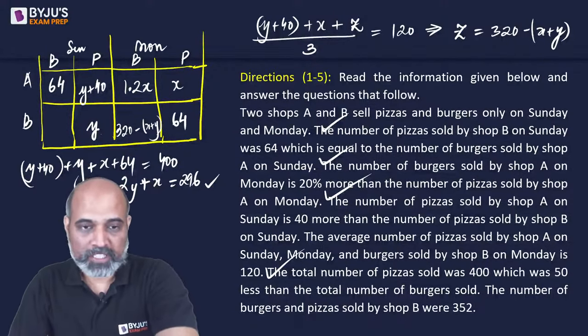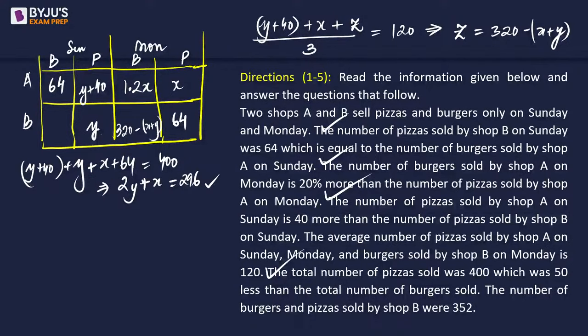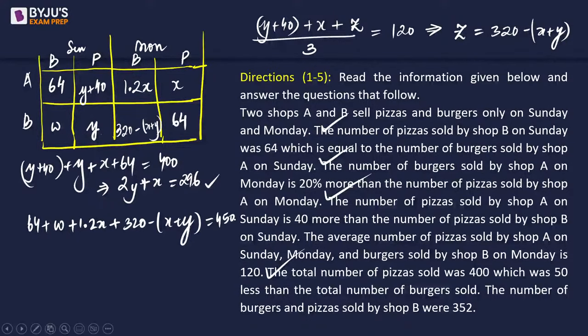तो मैं अपने आप को इधर से remove करता हूँ so that you guys can see what expressions I am writing. Okay, and the total number of burgers. So again, let's call this as W. So we know that 64 plus W plus 1.2x plus 320 minus x plus y, ये सब का जो sum है, ये हमारा 50 less है ना. So this is 450, right? So from here W will turn out to be 384.